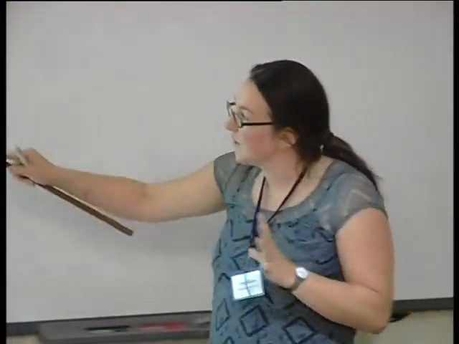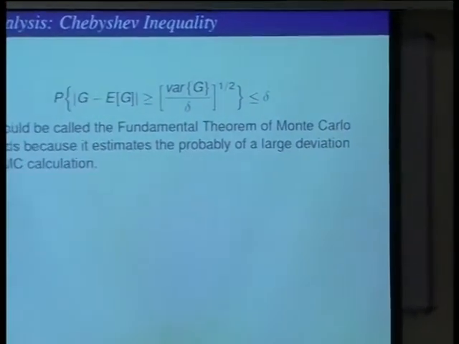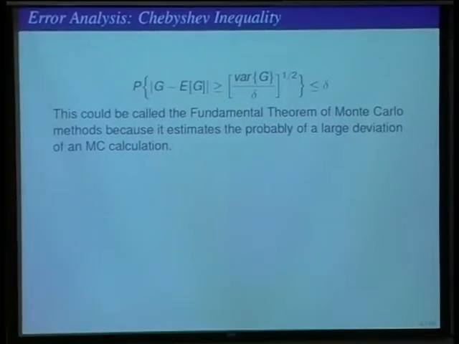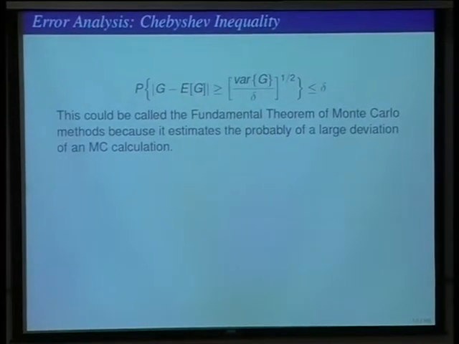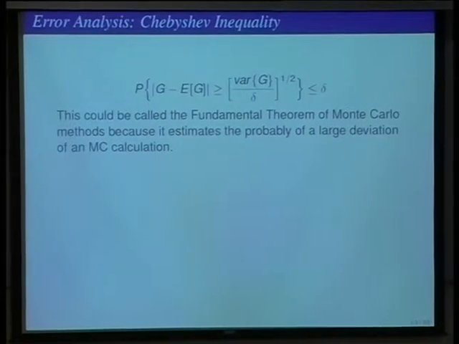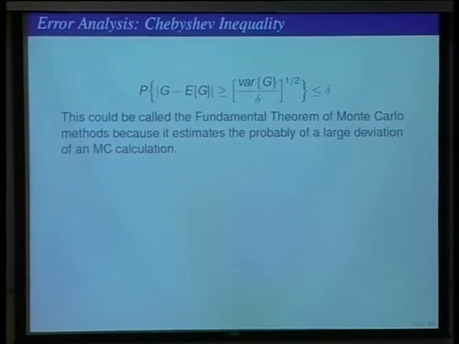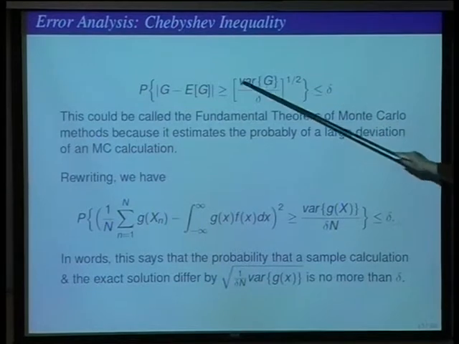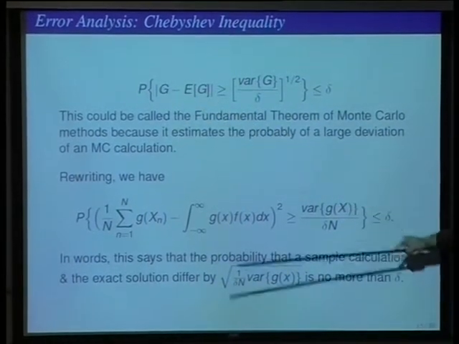And this is just a really useful statement. We'll talk more to understand the inside part. It's not, but it could be called the fundamental theorem of Monte Carlo methods because it estimates the probability of large deviations from a Monte Carlo sample. So here, let's write in G and the expectation of G. The only other thing I'm going to change is to take the square root here to be a square there. All right, so we're rewriting this. This side's the same, except I moved the square root over. And now I'm just replacing these pieces by their definitions.